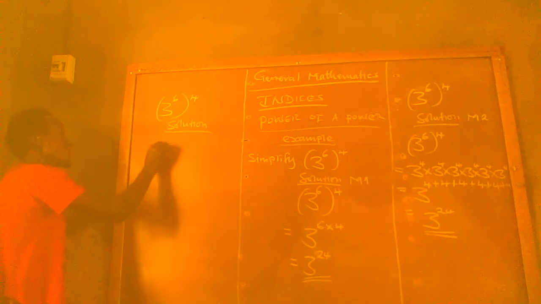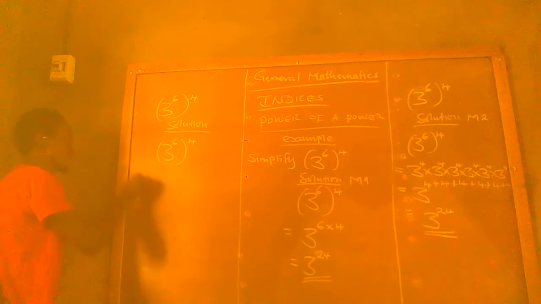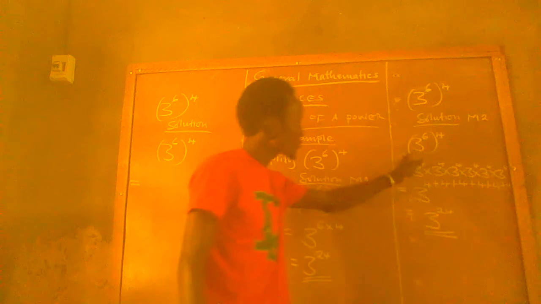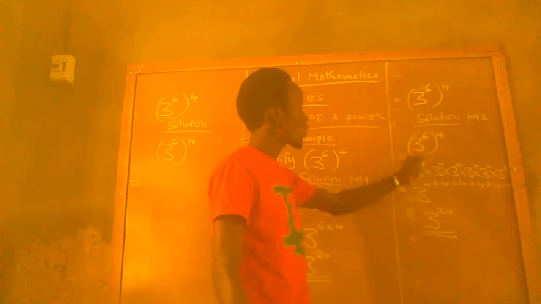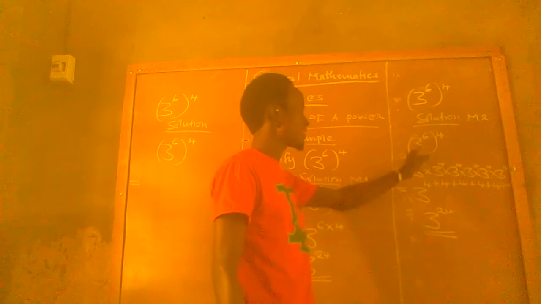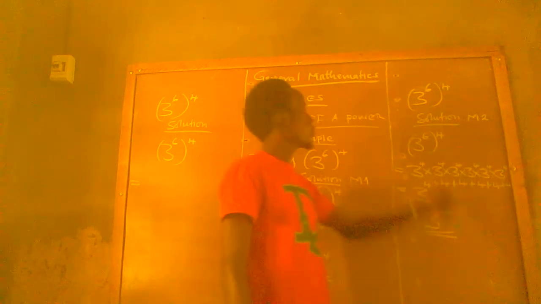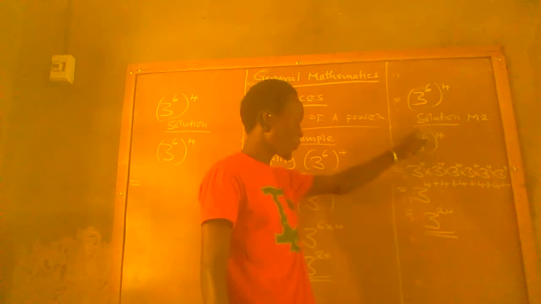Alright. (3 raised to the power 6) raised to the power 4 is now equal to... Here, because the base is raised to power 6, I multiply the base 6 times. That is 3 times 3 times 3 times 3 times 3 times 3, up to 6 times. So I multiply the base 6 times because it's raised to power 6.